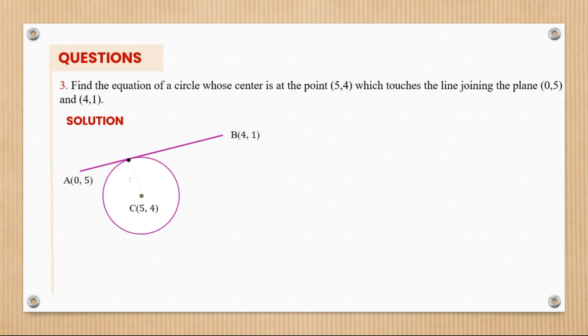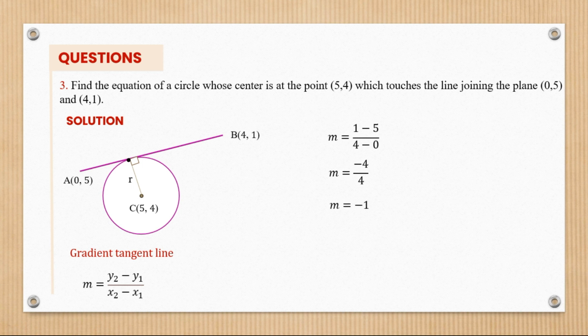So now this is also an easy one. So we're going to first find the equation of the tangent. So now we can first find the gradient of this line right here before we find the equation of this line of the tangent. So now the gradient shall be 1 minus 5 over 4 minus 0, of which m shall be equal to negative 4 over 4, which is negative 1. So we know the gradient of the tangent line now.